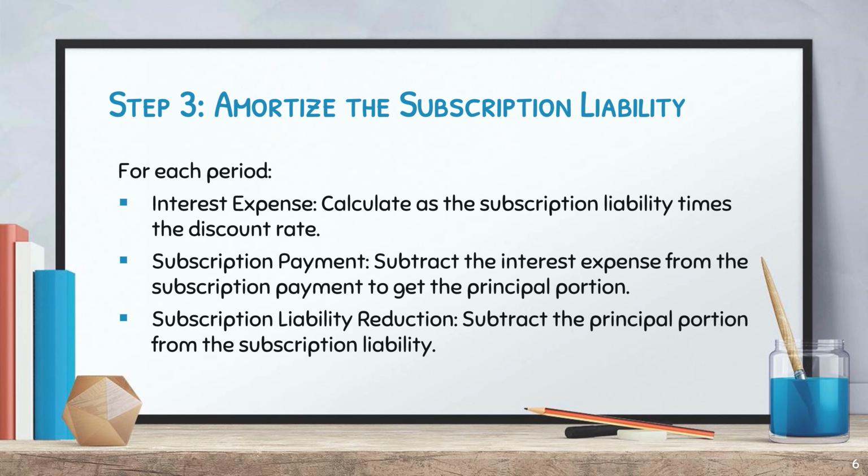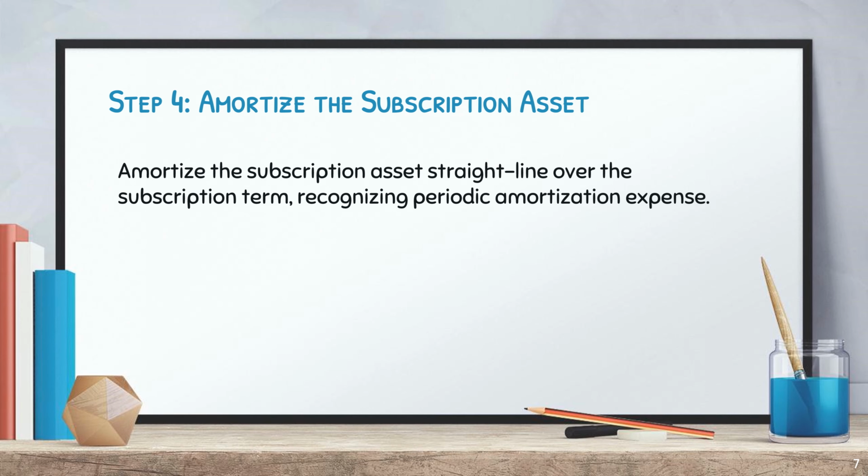Step 3. Amortize the subscription liability for each period. Interest expense: calculate as the subscription liability times the discount rate. Subscription payment: subtract the interest expense from the subscription payment to get the principal portion. Subscription liability reduction: subtract the principal portion from the subscription liability. Step 4. Amortize the subscription asset. Amortize the subscription asset straight line over the subscription term, recognizing periodic amortization expense.